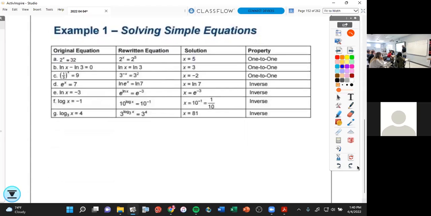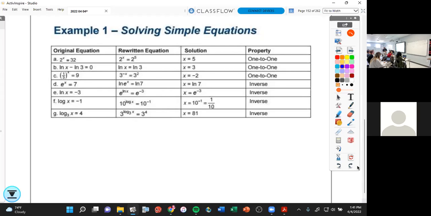Let's talk through these. 2 to the x power is 32. Hopefully you're starting to learn some powers, and hopefully you see the number 32 and go, oh yeah, 32, that's 2 to some power, 2 to the 5th power. Well, if 2 to the x power is equal to 2 to the 5th power, then obviously x is 5, because 2 to the 5th power is 32. That's a one-to-one property. So we took 2 to the x equals 32 and rewrote it, 2 to the x equals 2 to the 5th.